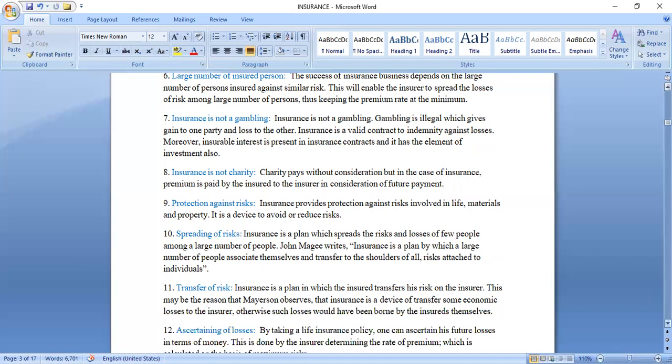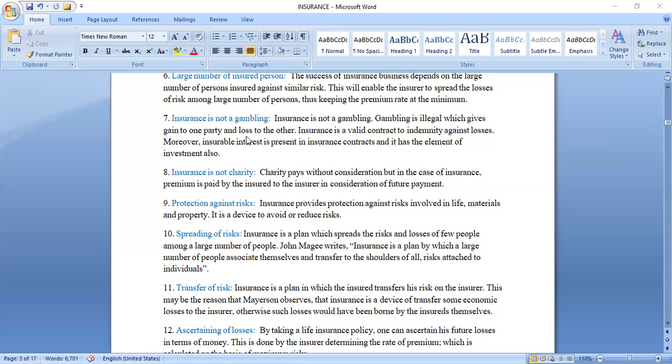Then another characteristic or nature of insurance is that insurance is not gambling, as people think. Probably most of us have had a negative attitude, or it could be because of lack of knowledge or information about insurance. But most people think that it is gambling, but practically insurance is not gambling. Why? Because gambling is illegal, right? And it may lead one party to lose, where one party loses to another.